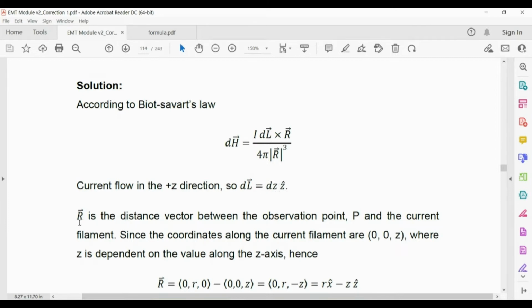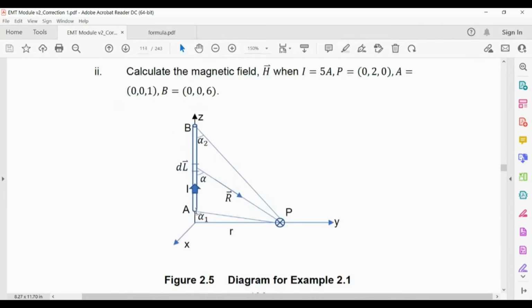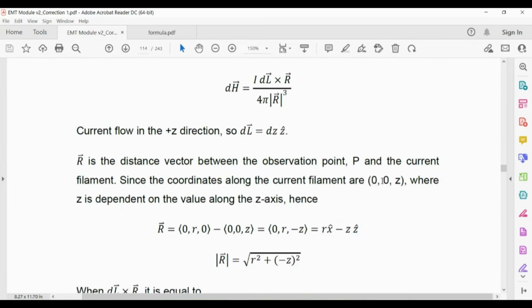All right, so R is the distance vector between the observation point P and the current filament. The coordinates along the current filament are 0, 0, z. Why 0, 0, z? This is your current filament, so your x coordinate and y coordinate are both 0. But the z coordinate depends on the length of your current filament, so z can be any value.